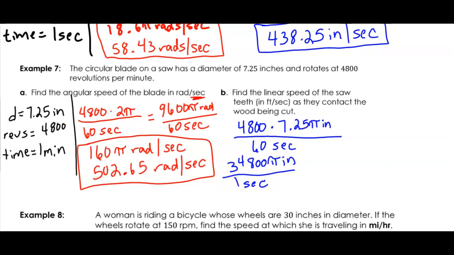So we end up with 34,800 pi inches per second. They want our answer in feet, so you're just going to do a quick conversion here. So 1 foot and 12 inches are equivalent. So your inches are on top here. This is that dimensional analysis. You want to make sure when you're doing your conversion, your inches are on the bottom so that the units will cancel out. So we have 12 inches down here and 1 foot.